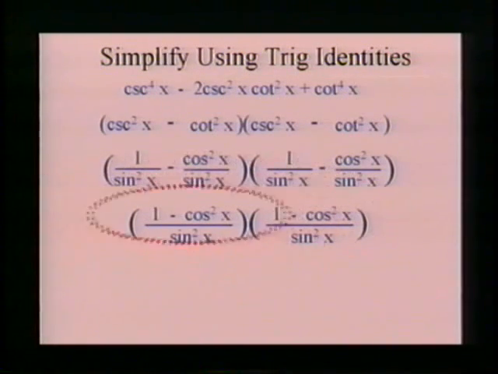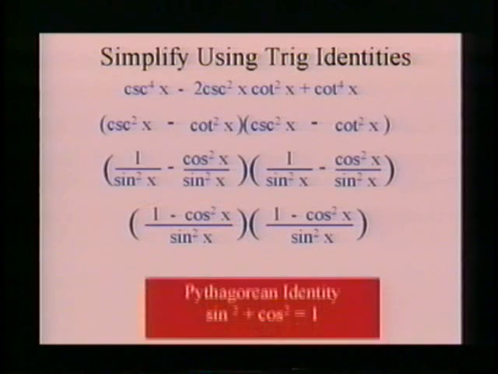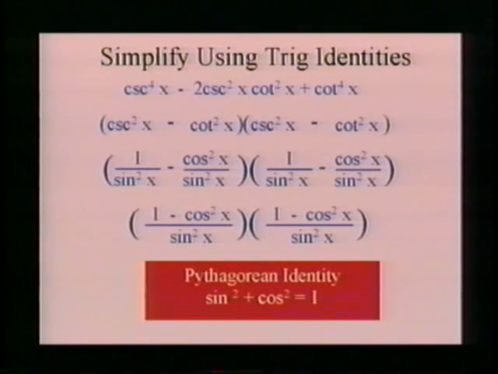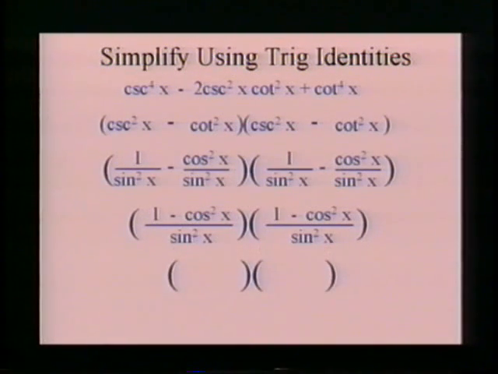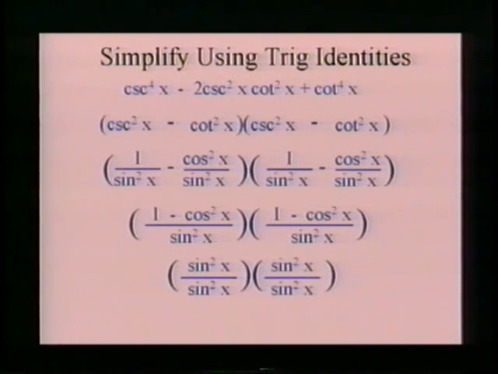Remember your old buddy, the Pythagorean identity: sine squared plus cosine squared equals 1. Well, that's going to help me figure out a substitute for 1 minus cosine squared. If sine squared plus cosine squared equals 1, what is 1 minus cosine squared? Well, it's sine squared. And I have the same thing over here, sine squared.